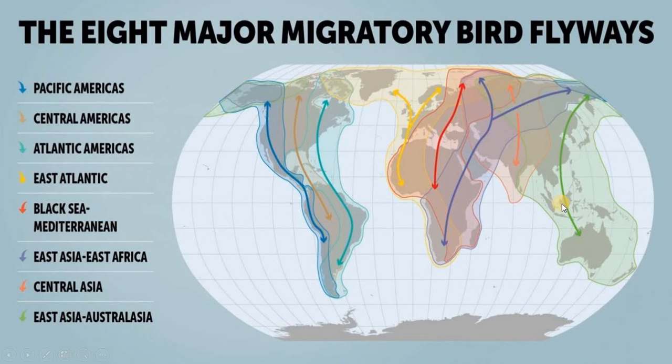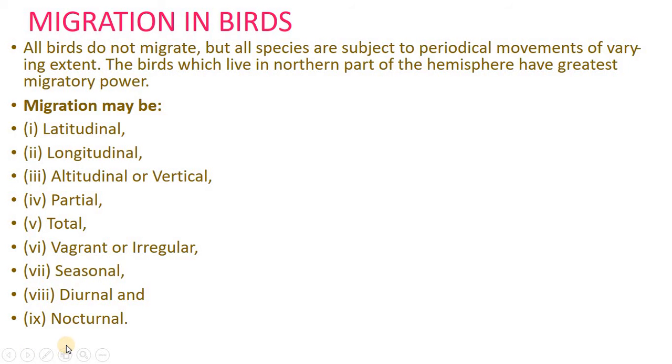Then East Asia, Australasia. East Asia from this region to Australia. Like that, so many types of migratory routes are there for the birds. Here, all birds do not migrate. Some specific birds keep on migrating, and all birds are not migrating. But all species are subject to periodical movements of varying extent. The birds which live in the northern part of the hemisphere have the greatest migratory power. So these are the concepts.